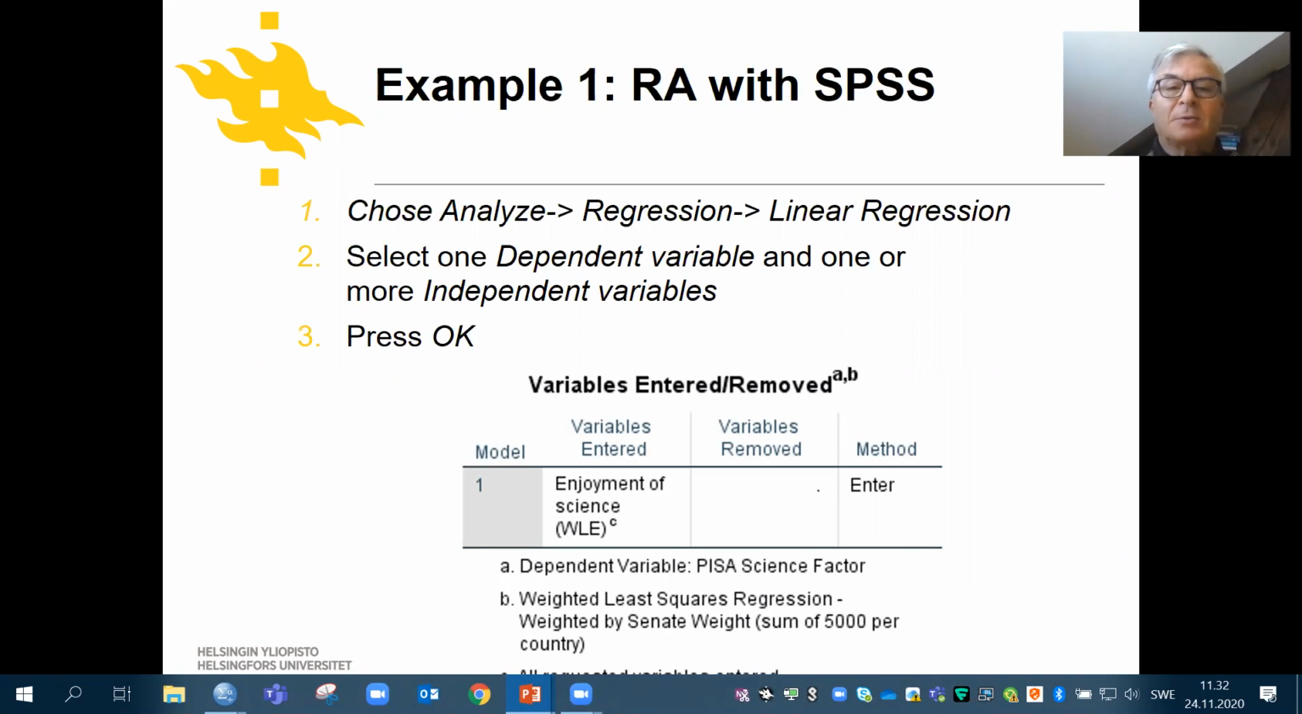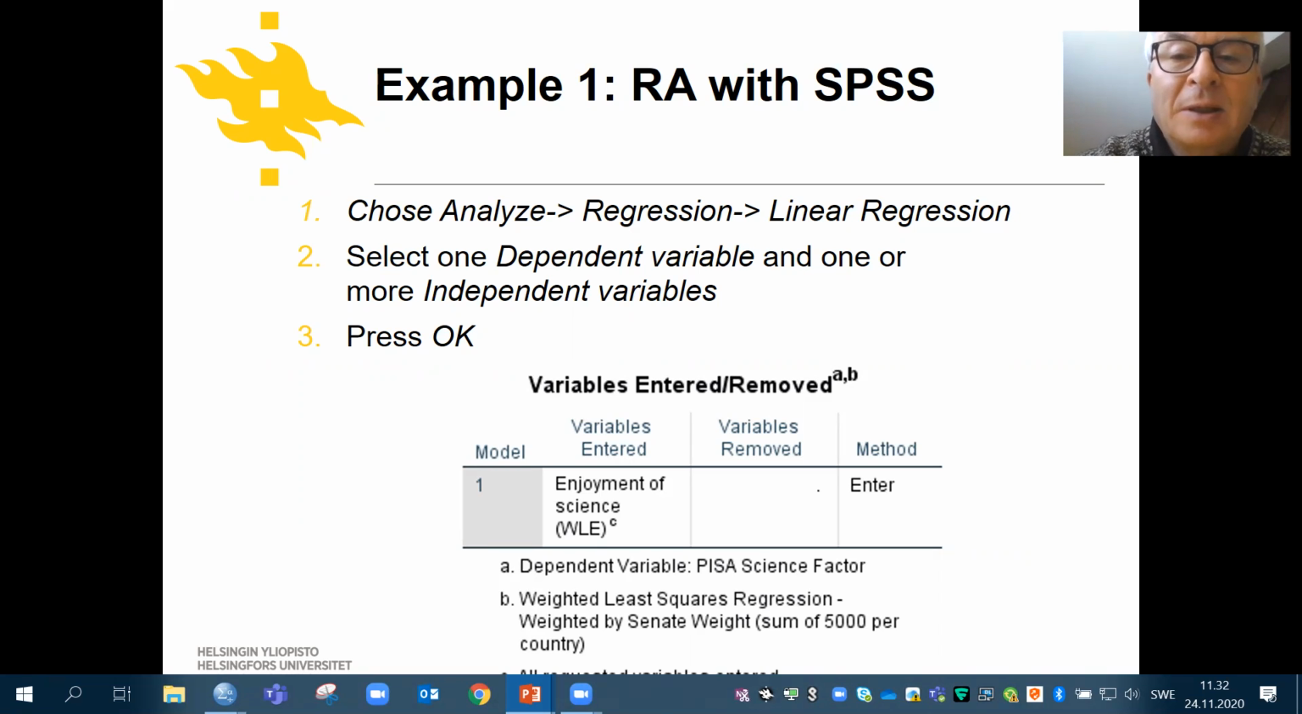How do we go about this? Well, as previously, we'll do this so that you can see for yourself in SPSS. Again, the idea is you select from the menu Analyze, then Regression, and then Linear Regression, if that is what we are out to try out.